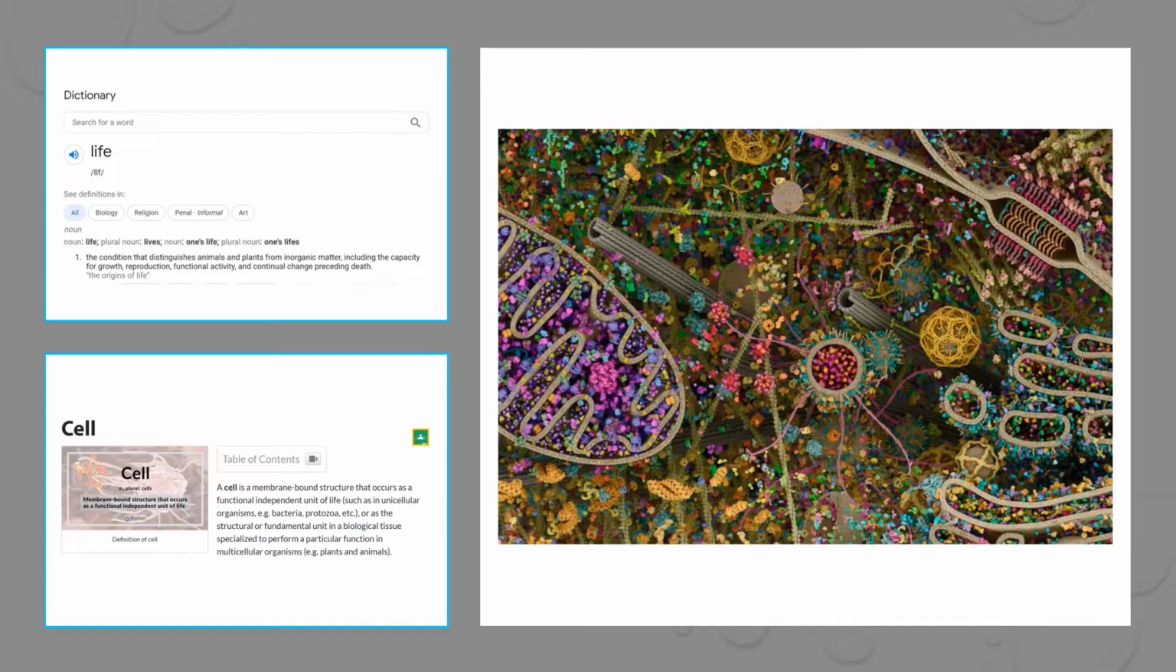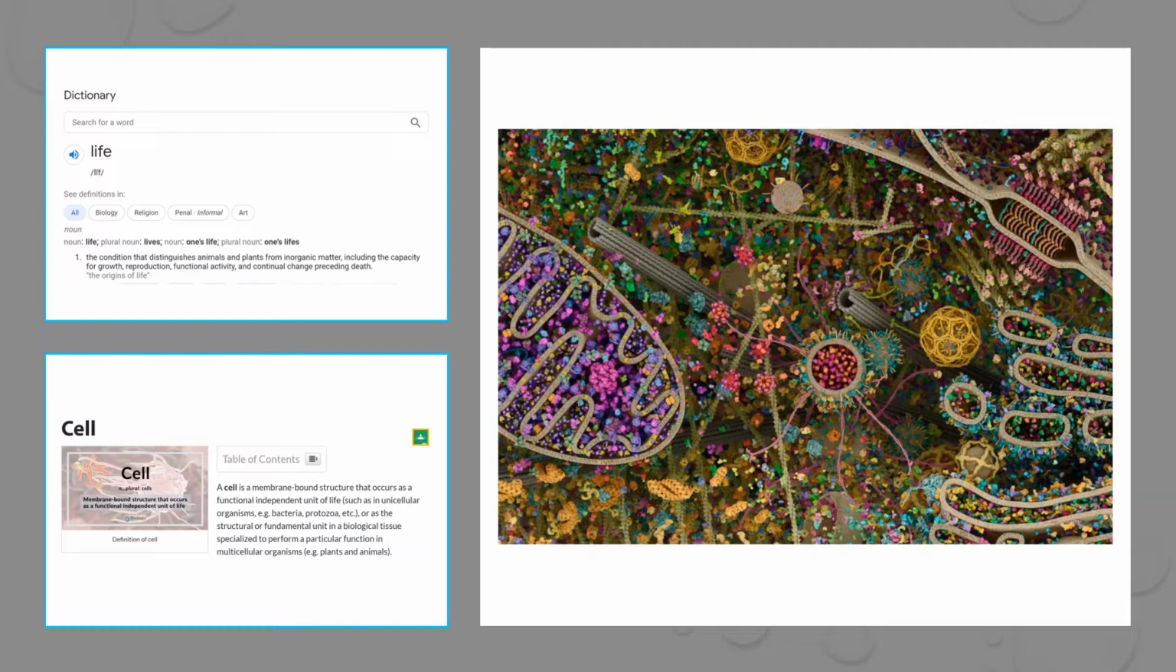It is the condition that distinguishes animals and plants from inorganic matter, including the capacity for growth, reproduction, functional activity, and continual change preceding death. So, the smallest functional unit of life is called the cell.